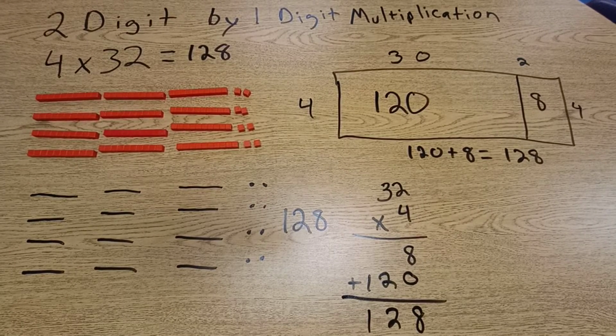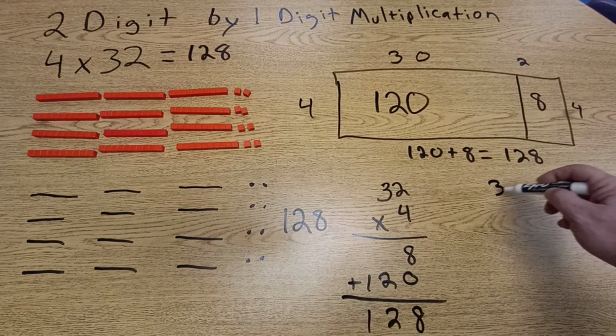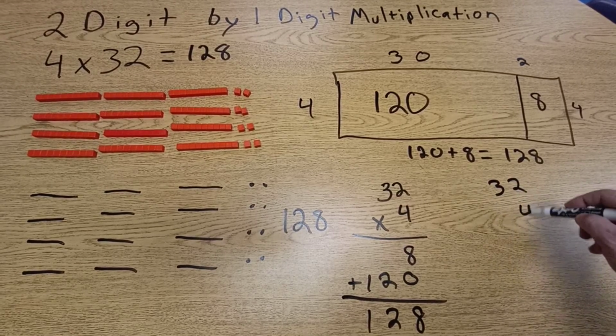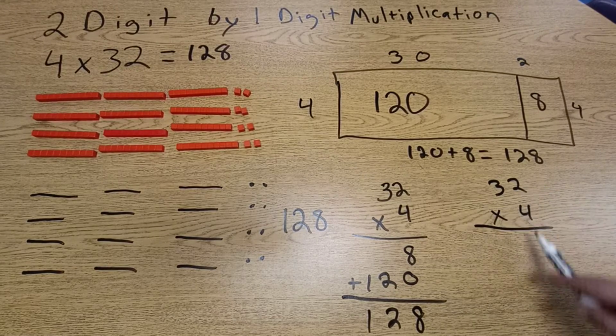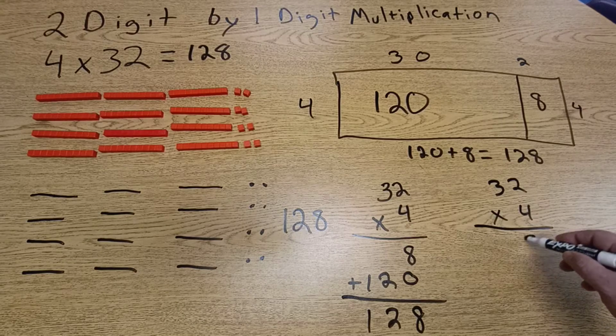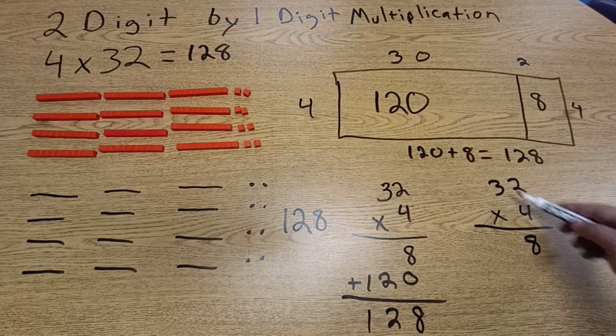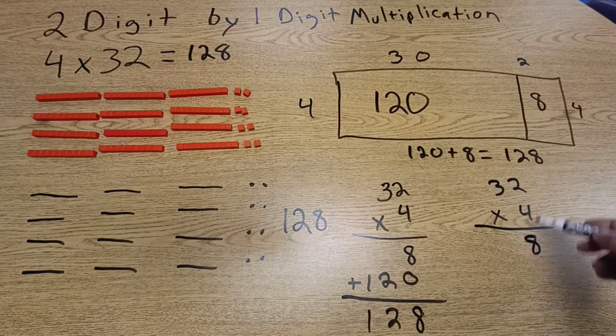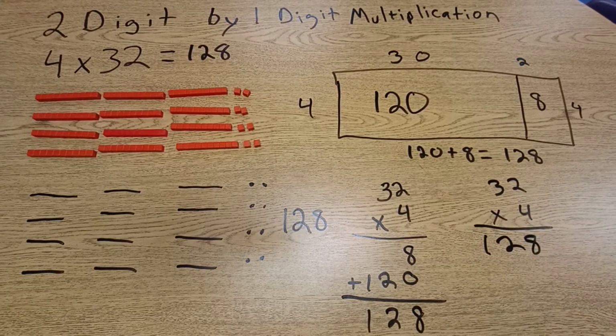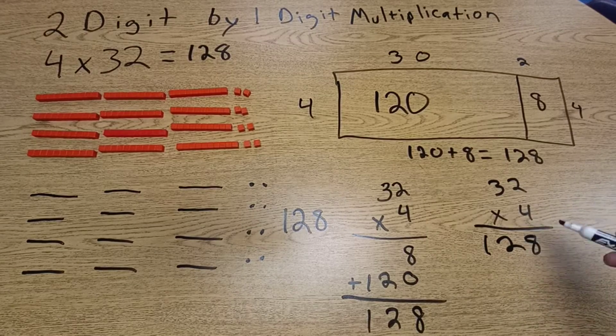And the standard algorithm is 32 times 4. And on this one right here, we do the same thing. 2 times 4 is 8. And then we do 3 times 4 is 12, or 30 times 4 is 120. And we just put them together right there. So 32 times 4 is 128.